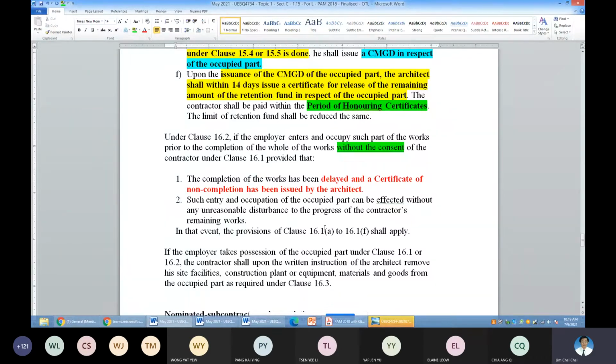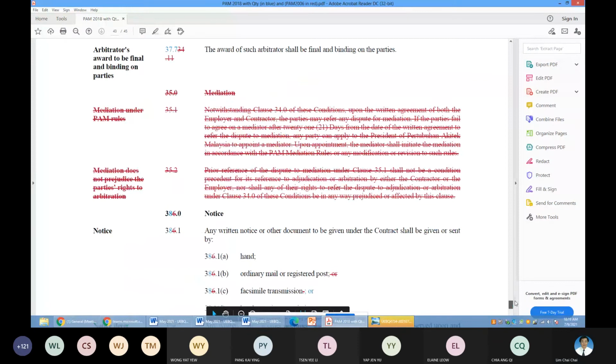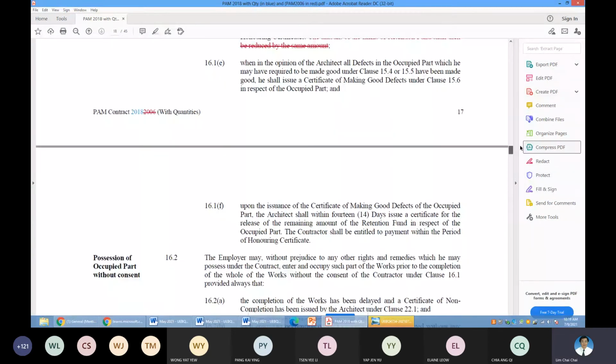So as usual, it should be fair to the contractor. The contractor's works should not have unreasonable disturbance for the remaining part. Okay, so if that's the case, that means the provisions of 16.1a to f are applicable. So you look at your clause 16.1 until f. So as usual, as what we have discussed, 16.1 a to f.